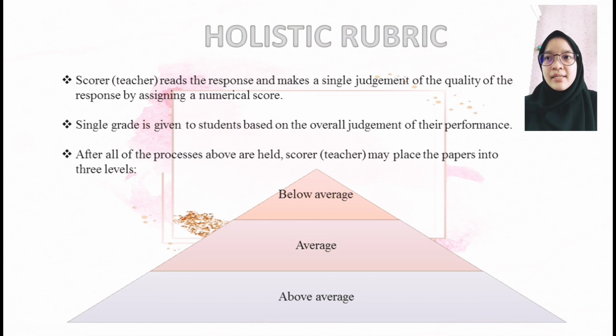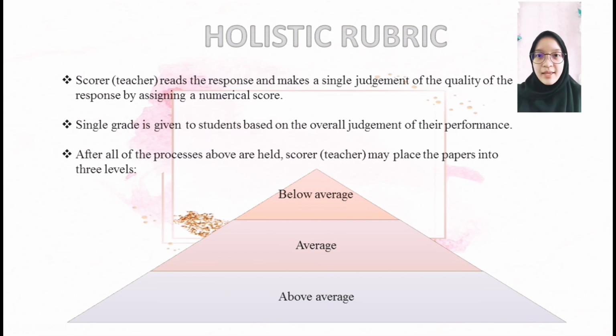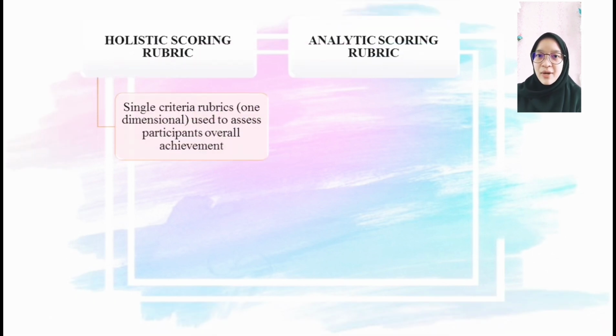And the second one is that a single grade is given to students based on the overall judgment of their performance. And lastly, after all of the processes above are held, the scorer, which is the teacher, may place the paper into 3 levels. The first level is below average, the second one is average, and the last level is above average. Okay, so now we are moving forward to the basic approaches to the scoring of essay questions.